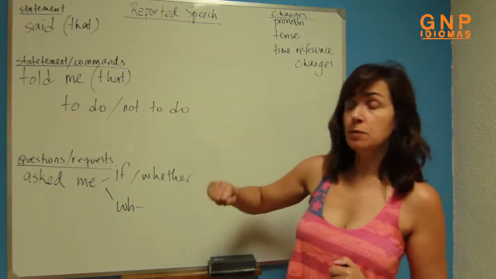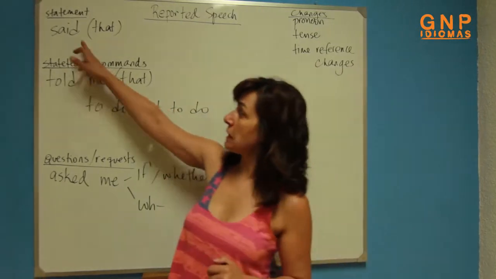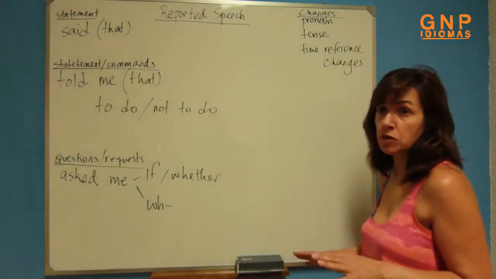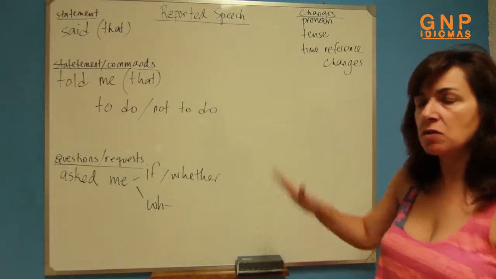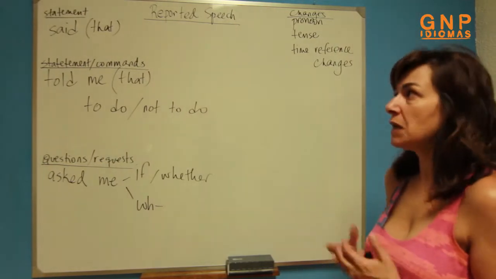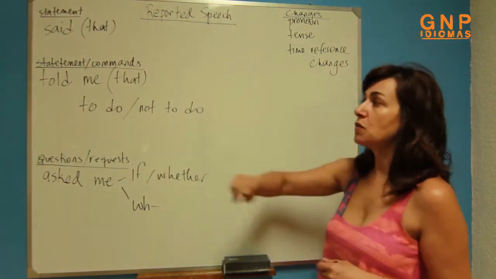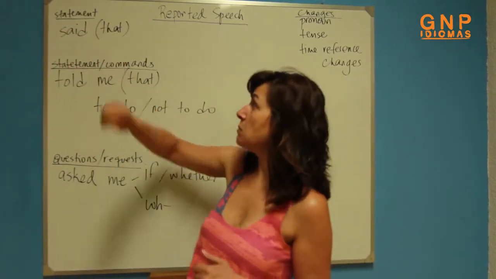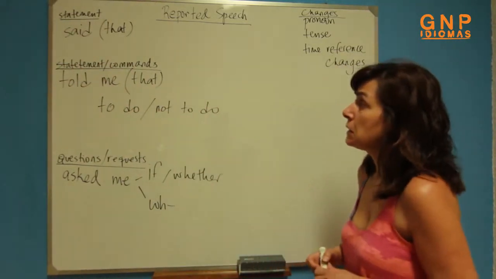There are three main verbs in reported speech. The verbs are said, told, and asked, okay? There are a lot of reporting verbs, over 150 of them, but these are the main ones that we need to use to be able to report what people say. So the first one is the verb said, say, said. Those are for statements, so very easy.